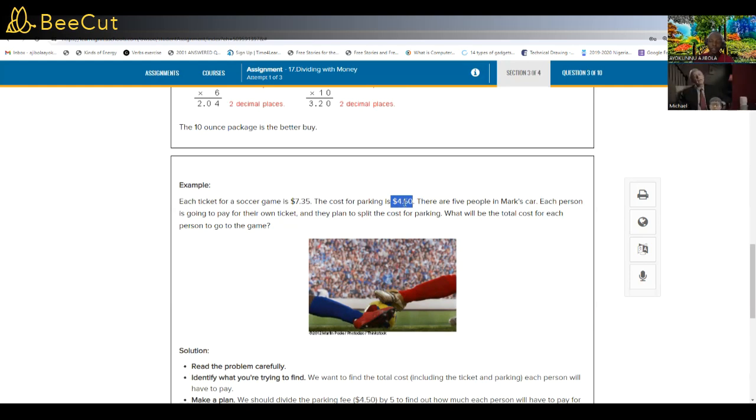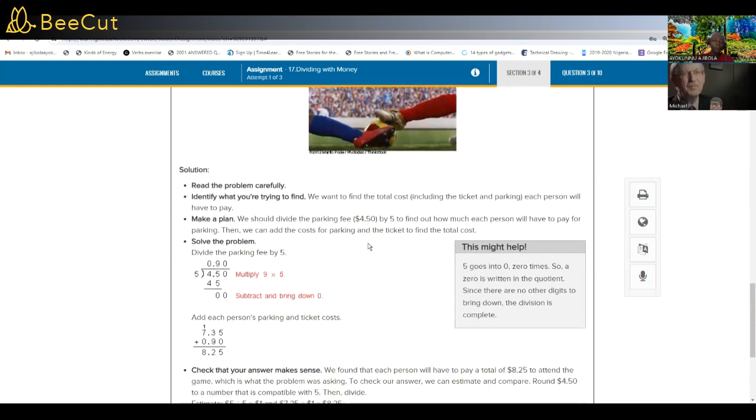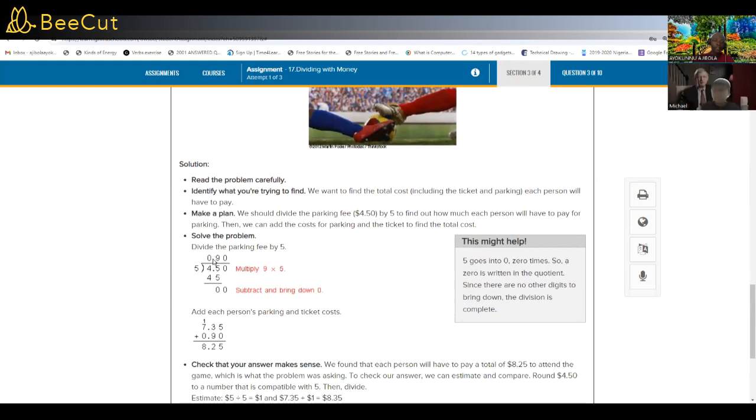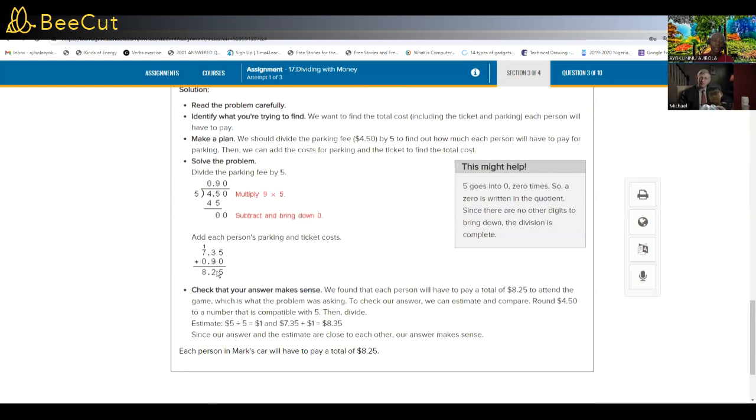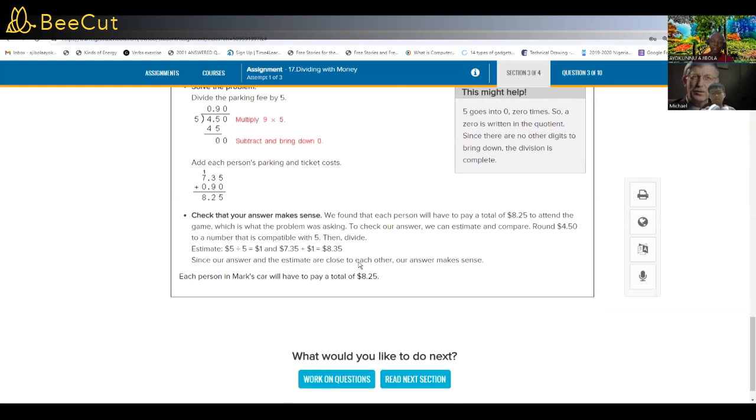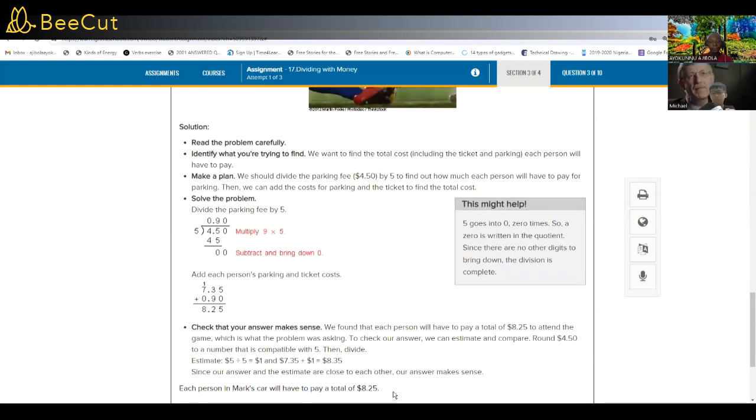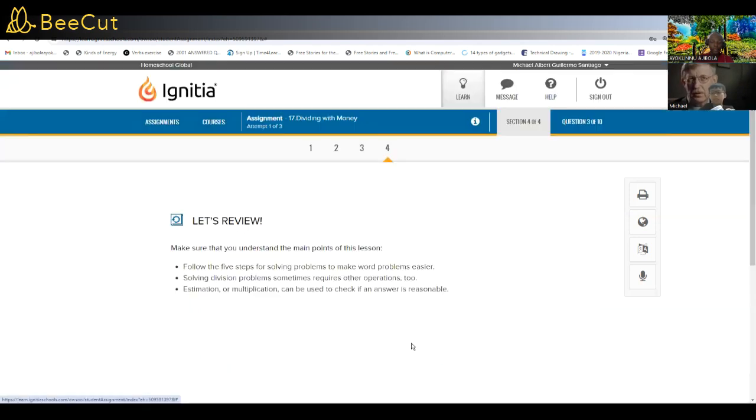Yes. So you're going to divide this into 5, then add it to the ticket fee so that you can know what each person is going to pay. Is that clear? Yes. So dividing $4.50 by 5 gives us 90 cents. Then you add it to the ticket cost, which gives 8.25 that each person is going to pay. Is that clear? Yes. Okay, so let's go to the next session.